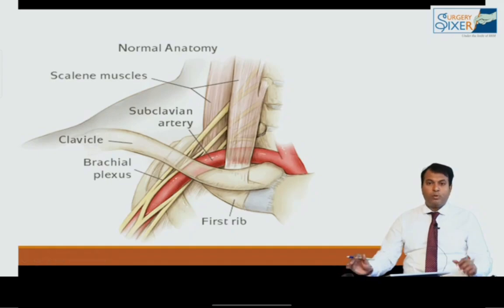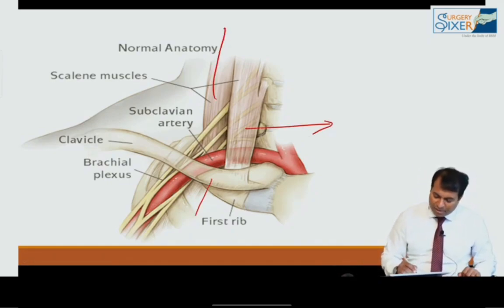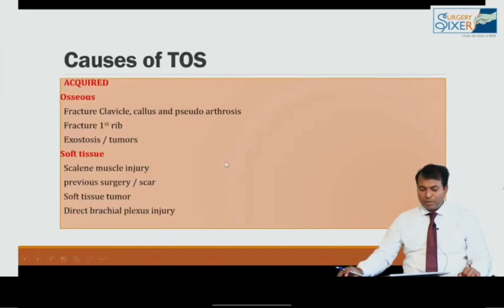And the thoracic outlet syndrome, I told you, this is a scalene triangle between scalenus anterior, scalenus medius, and first rib. And this is first rib here. Within this, we get a subclavian artery and brachial plexus coming out. So what are the other causes of thoracic outlet syndrome?